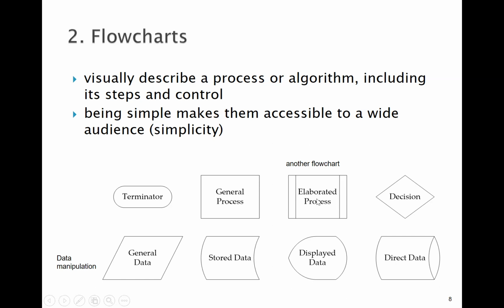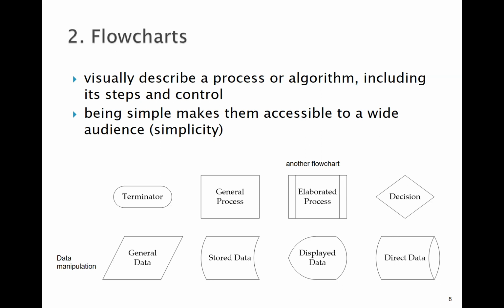If we have another flowchart that is used in our flowchart, what we call an elaborated process, we use a rectangle with double sides. And we have the decision symbol, that's a diamond. Data manipulation can be represented by these four symbols: general data, stored data, displayed data, and direct data. So we can combine these logically to represent an algorithm or a process.